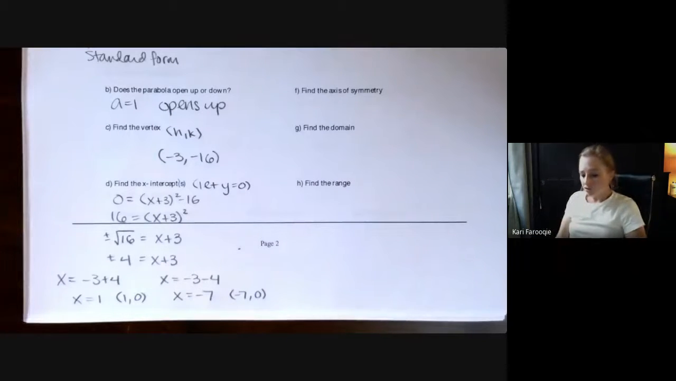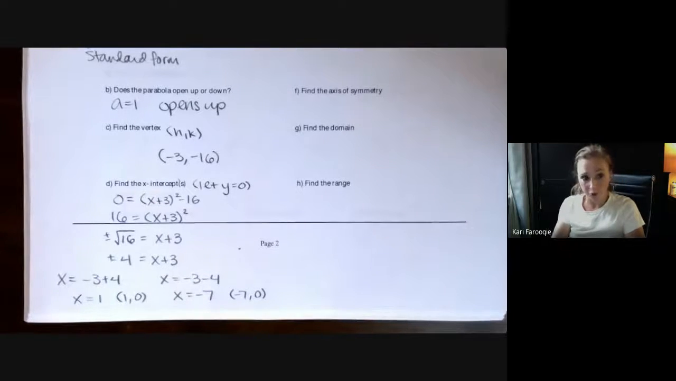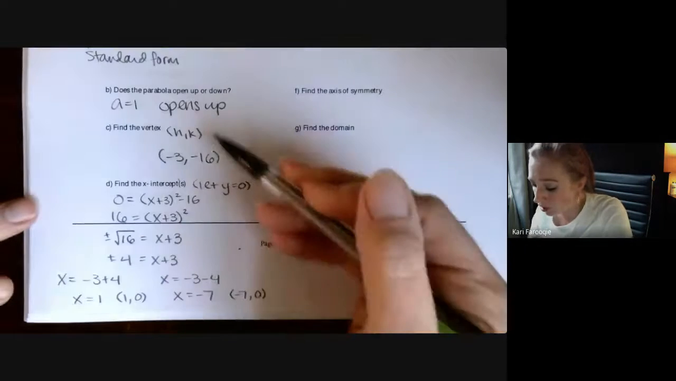Now, my suggestion would be at this point, to make sure that you're not using bad work, you might want to start plotting this on your graph. I would probably go ahead and plot the vertex at (-3, -16).